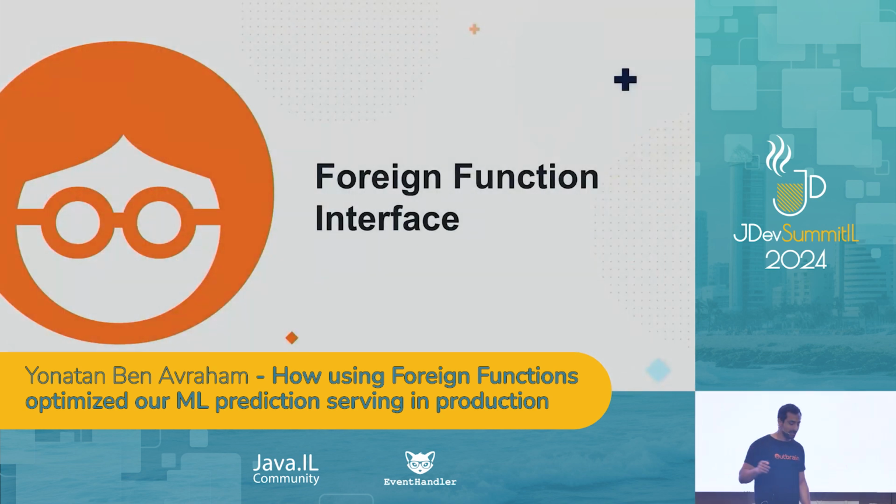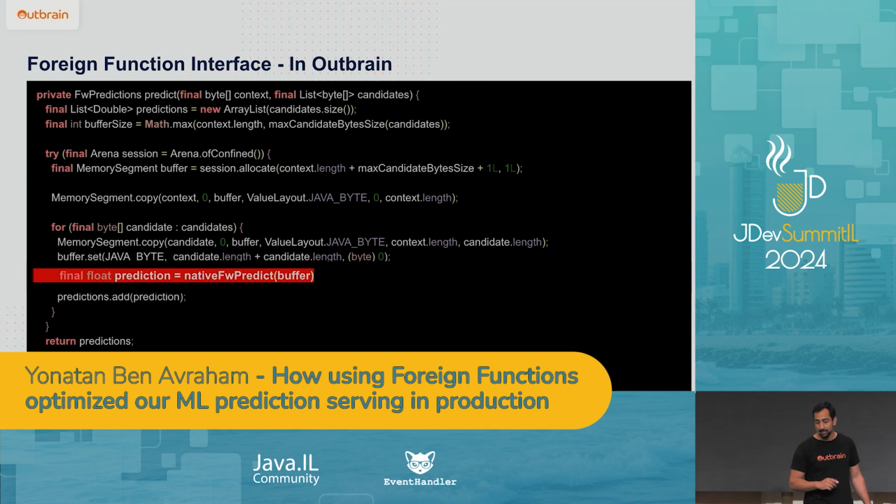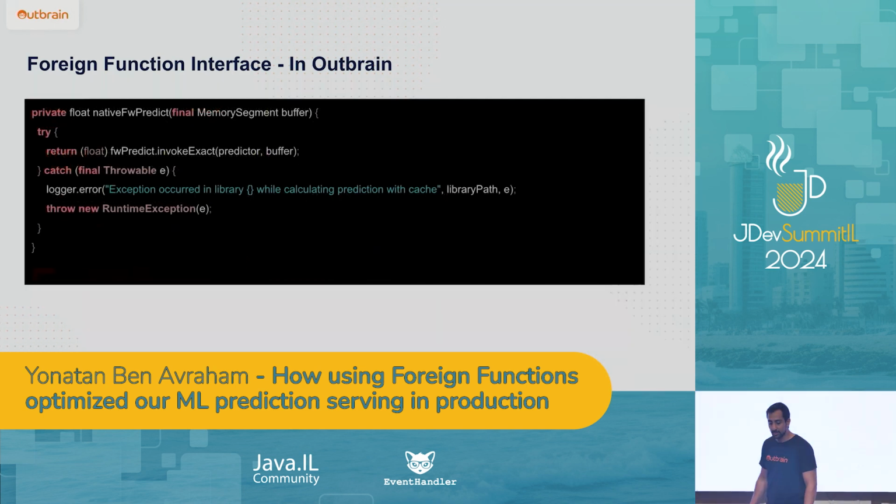And now to the second component, the foreign function interface. And this one will solve for us the third problem, which is loading the library into our application memory and getting a way to invoke a function from the native library. And if you remember, we left off here in this native fwPredict where we passed the buffer we just created. And native fwPredict is a bit anticlimactic.